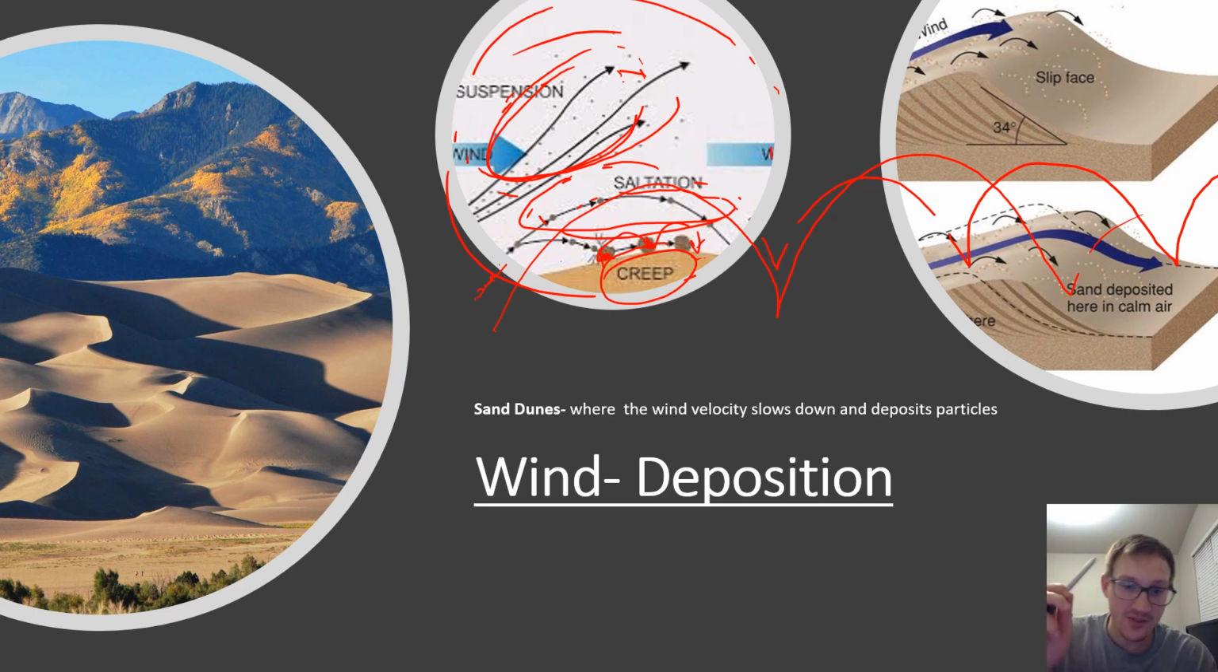So deposition for wind: sand dunes, where the wind velocity slows down and deposits particles. You can tell that up here it's kind of cut off, but either way, we have the wind push it up here, and then when the wind finally slows down, it deposits the sand on the other side, and it forms these really big hills. I mean, you guys probably have seen sand dunes before, but that's essentially because of the wind that is carrying those sand particles and then depositing them when it dies down.